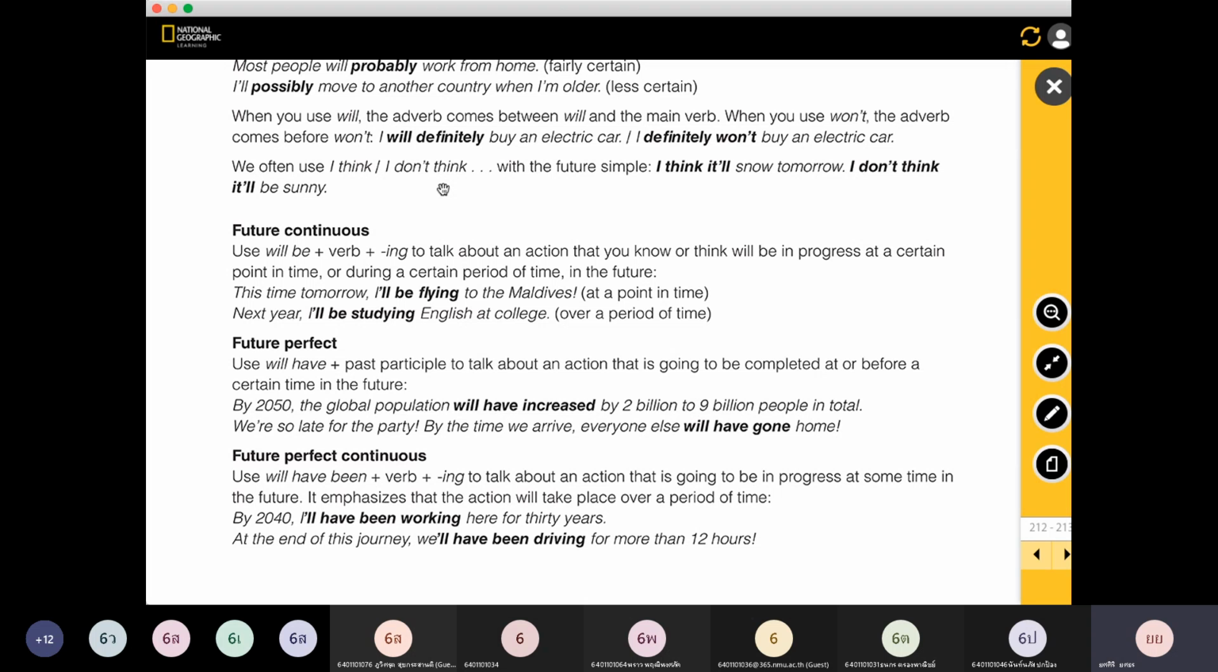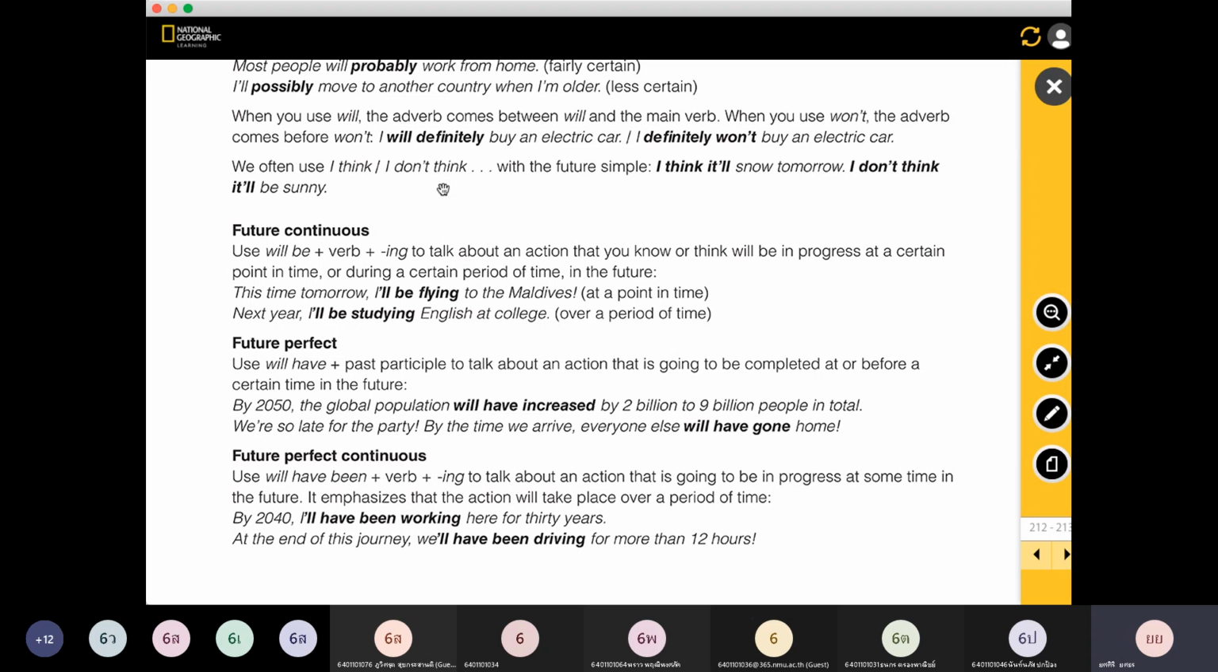So you look at what has happened in the past, and then what will be implemented or fulfilled in the future. So we use the future perfect here.